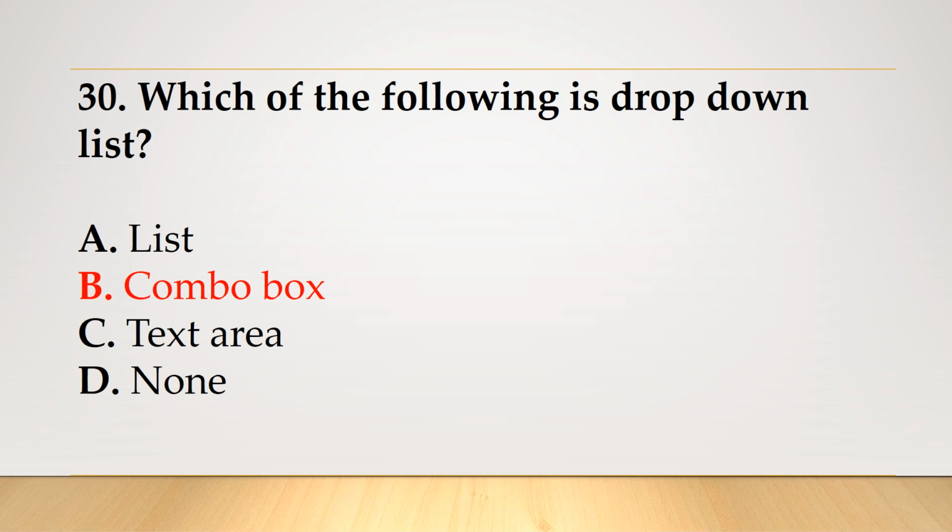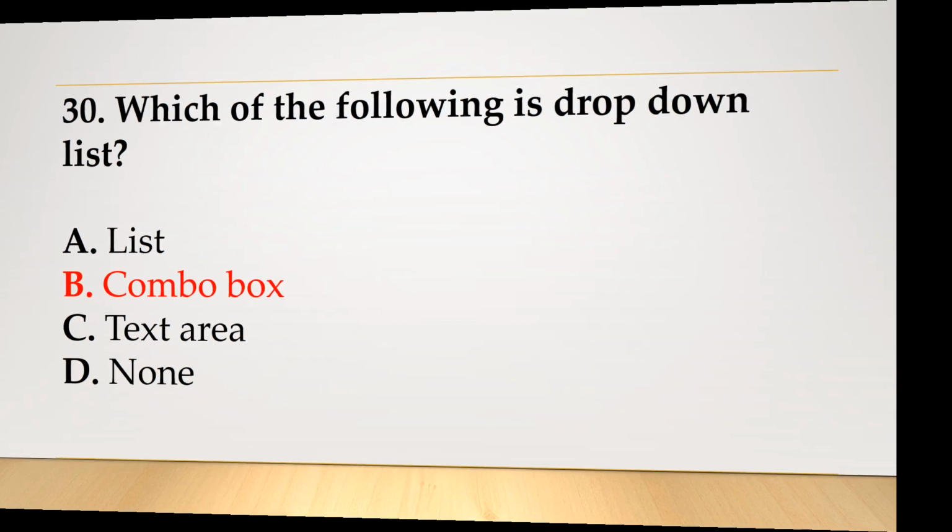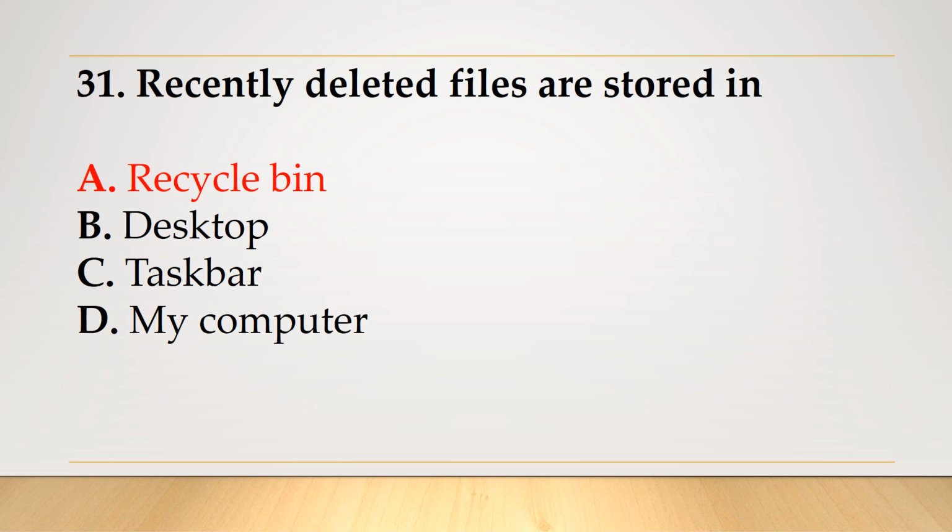Which of the following is a drop down list? A. List, B. Combo box, C. Text area, D. None. So the right answer is B. Combo box. Recently deleted files are stored in: A. Recycle bin, B. Desktop, C. Taskbar, D. My computer. So the right answer is A. Recycle bin.